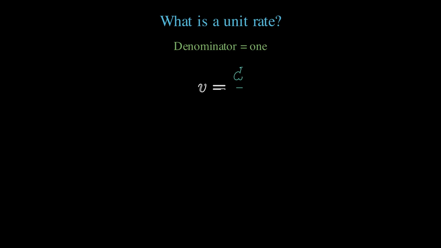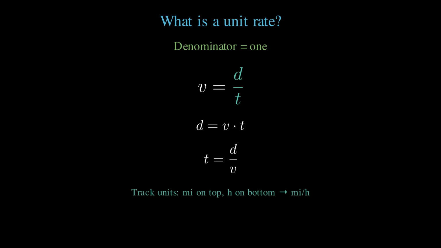Speed is the most common unit rate on the test. Distance divided by time tells you how far you go per 1 unit of time. You can rearrange the same relationship. Distance equals speed times time, and time equals distance divided by speed. Keep the units visible. If miles are on top and hours are on the bottom, your speed is in miles per hour. On multiple choice, 2 answer choices often differ only by a flipped ratio. Slow down and read which unit belongs on top.